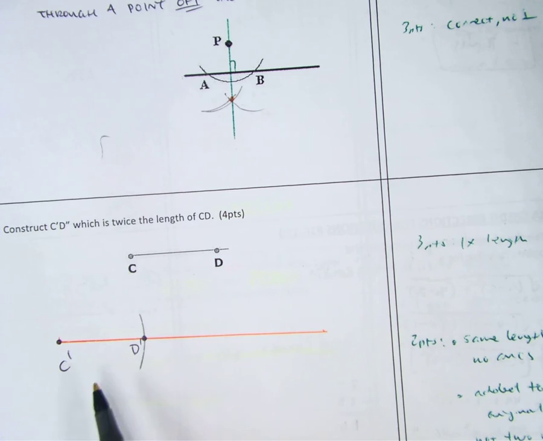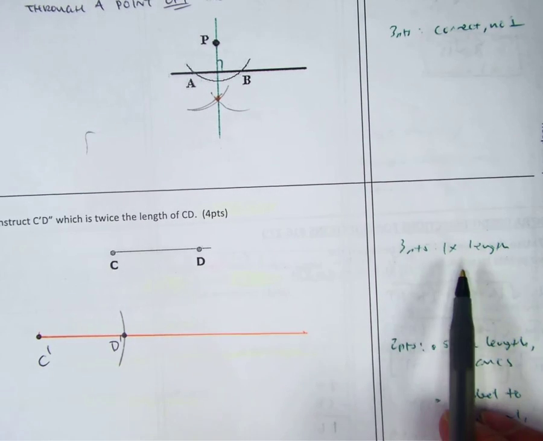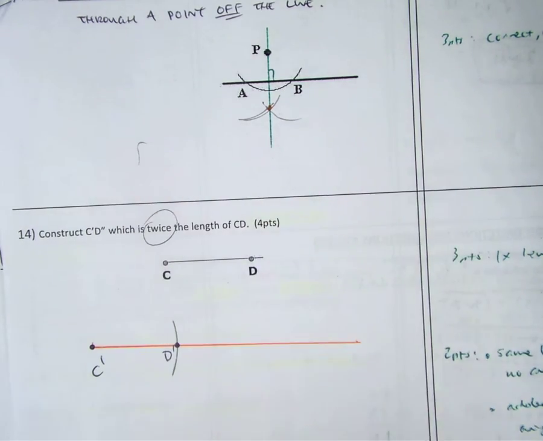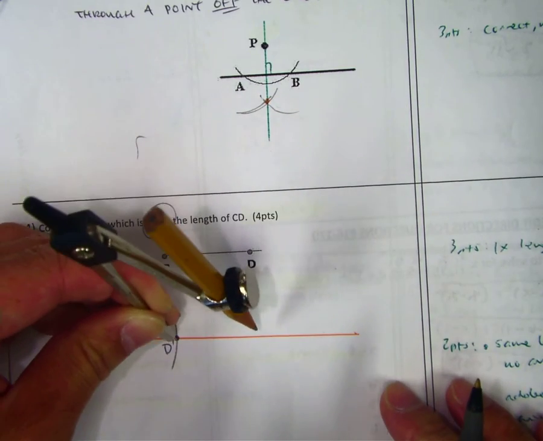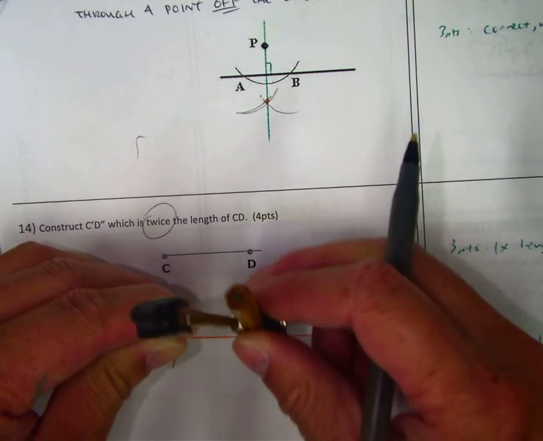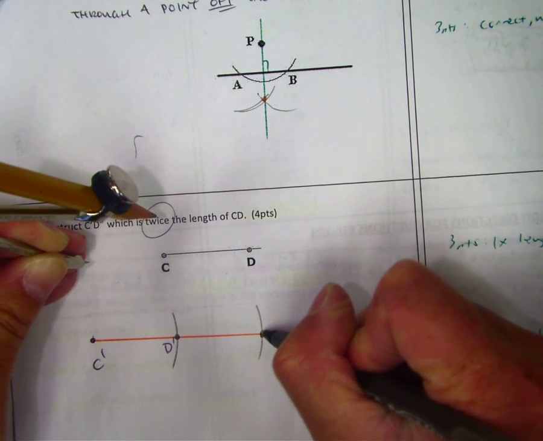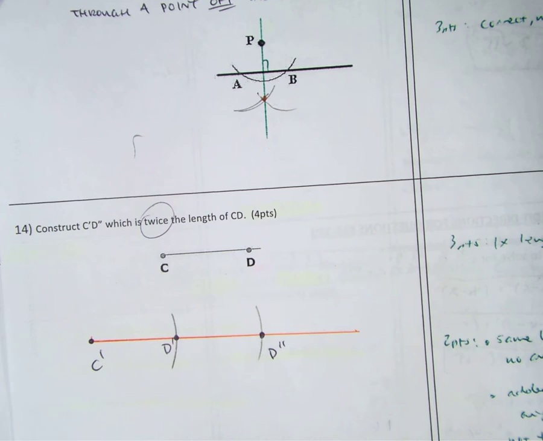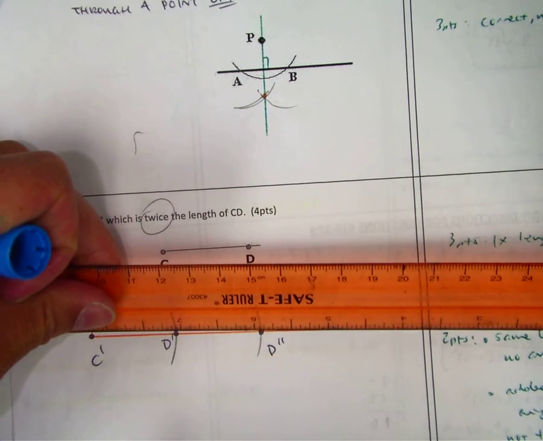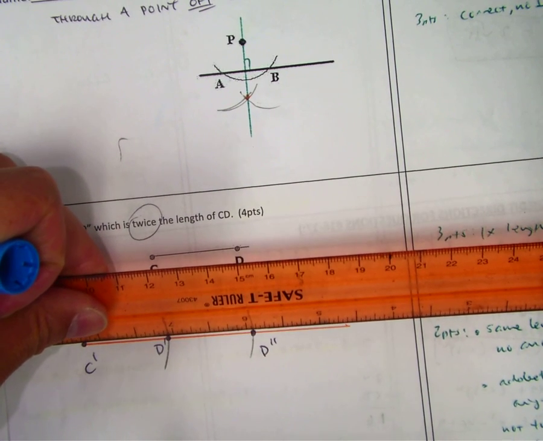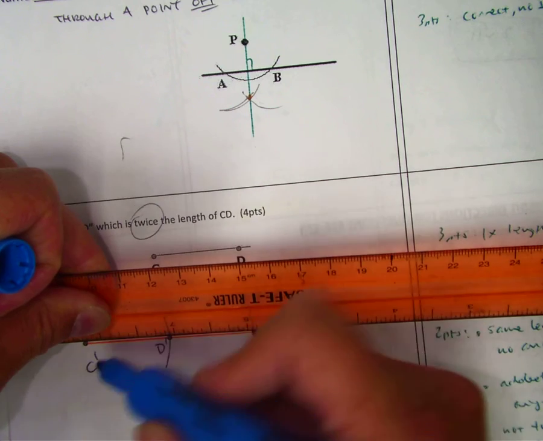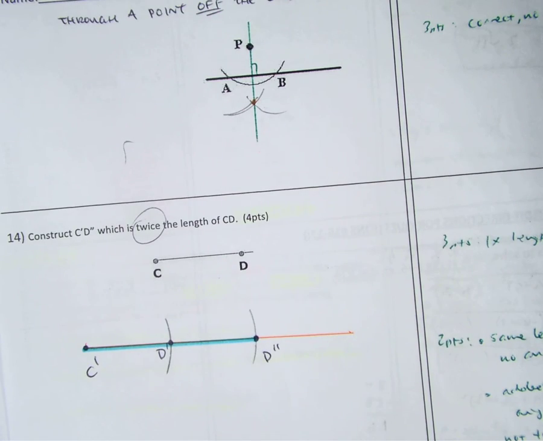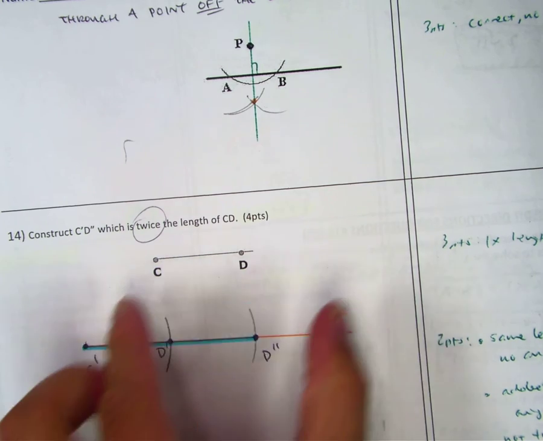Okay, now if you stop there, I gave you 3 points because you only have 1 length. But this one says twice, so you just do it twice or do it 2 times. This is D double prime. So really, I'm looking for something that looks like this. Okay. So this length is twice the length of CD.